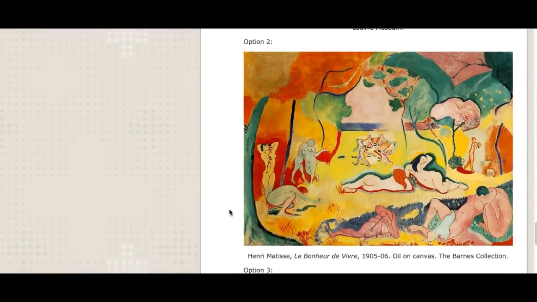Okay, only two of you, maybe three, picked Matisse's Le Bonheur de Vivre, which means the joy of life. And I understand this is a very iconic painting and a really important one in the world of modern art. But it's a hard one to do formal analysis on if you're not really confident in these elements of design.